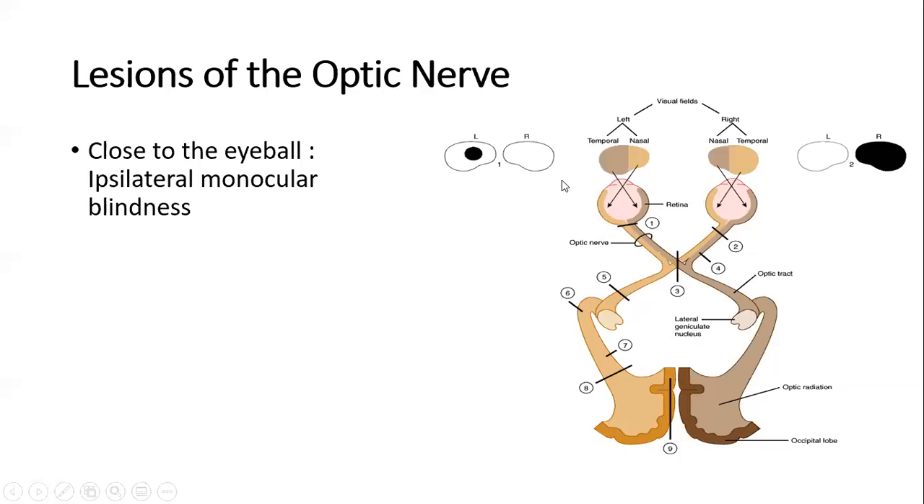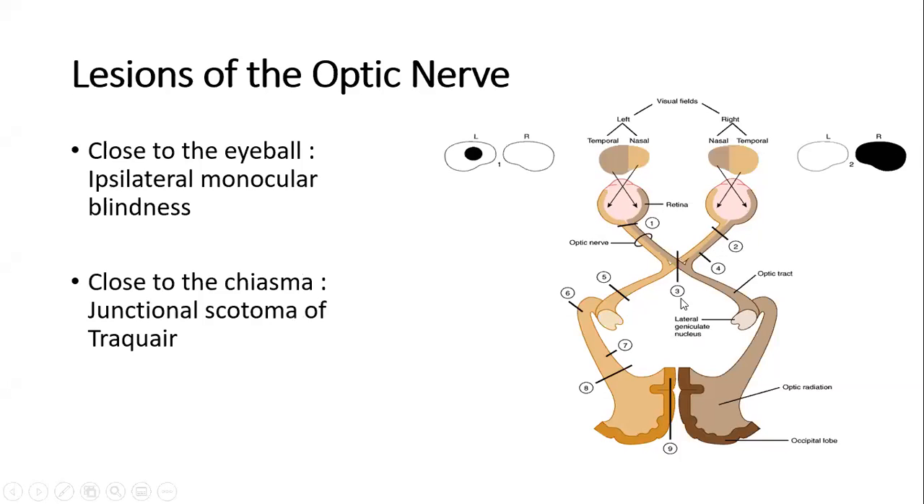So it need not be a complete transection. There could be certain fibers which are getting affected. Depending upon which fibers are affected, there will be a particular pattern of field defect. That's why in optic neuritis, you can get any type of field defect in that particular eye, whereas the other eye is normal. Okay. So any lesion which is anterior to the chiasma will cause an ipsilateral monocular field defect.